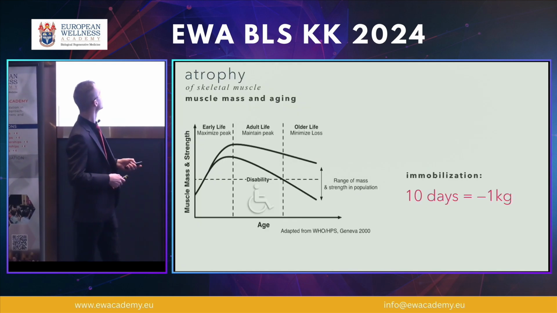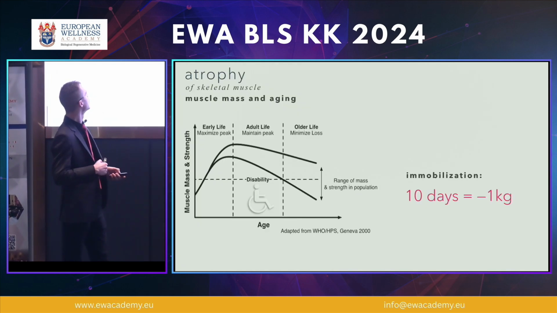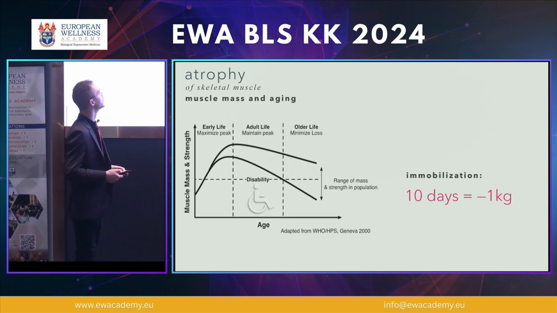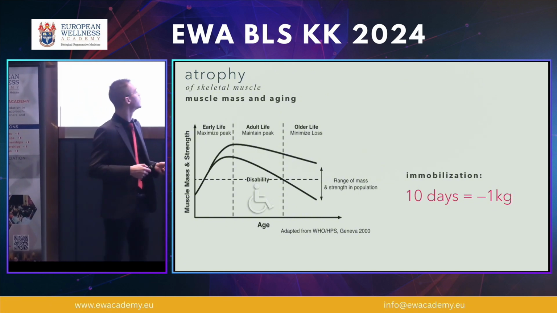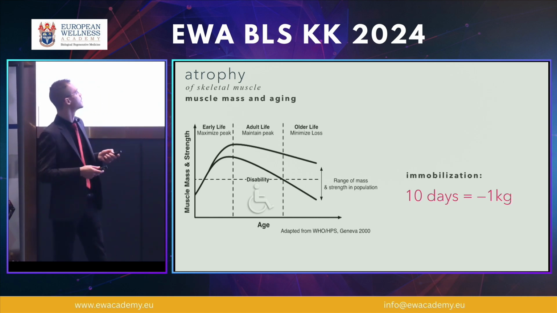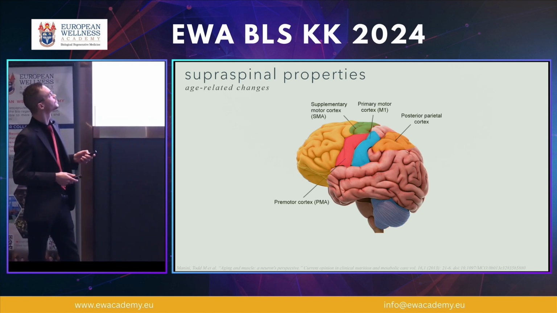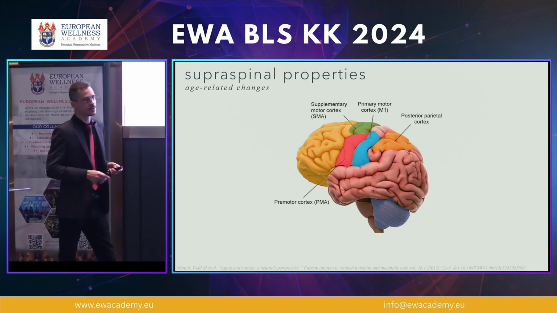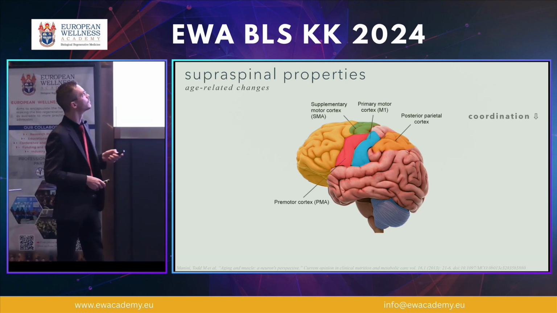And there is a certain threshold of muscle mass loss after which people get institutionalized or get some type of disability and need institutionalization. On top of that, these are just the muscles. This is what happens to the muscles. What happens to our brain, to our central nervous system?